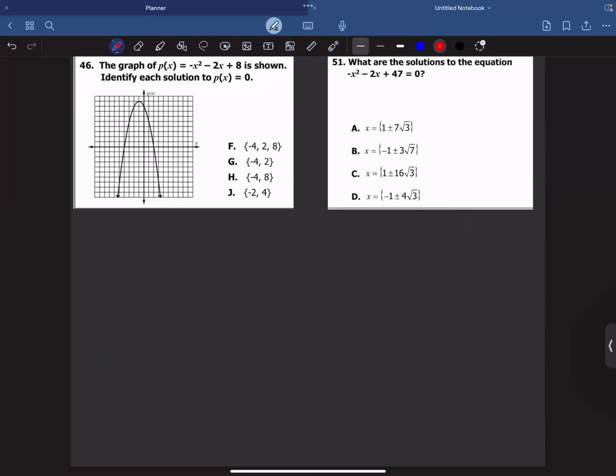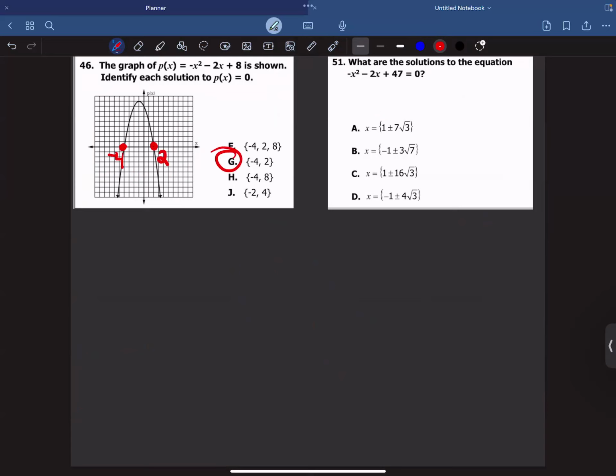Here it says the graph of p of x equals negative x squared minus 2x plus 8 is shown. Identify each solution when p of x equals 0. So where y is 0, what does x equal? Well, y is 0 here and here. What are those values? Negative 4 and 2.